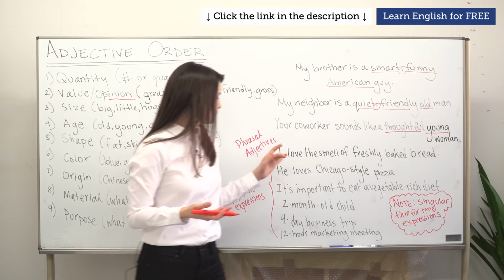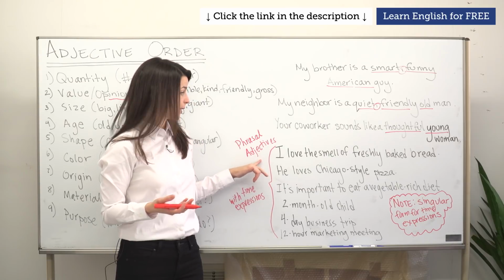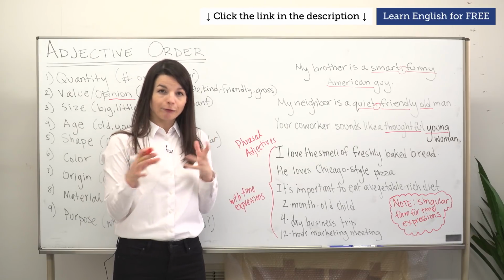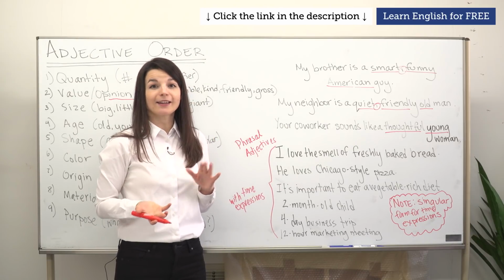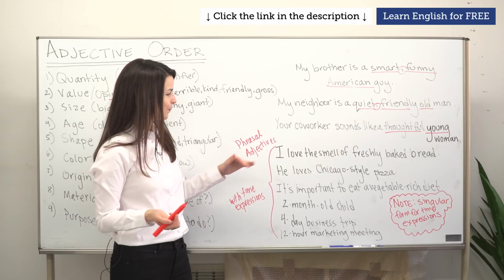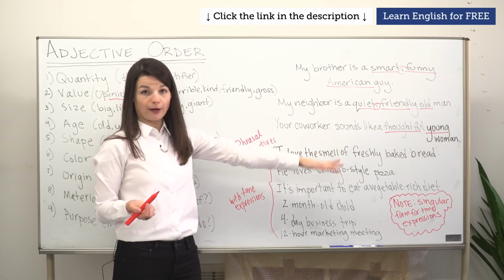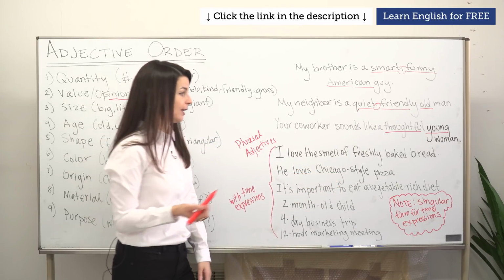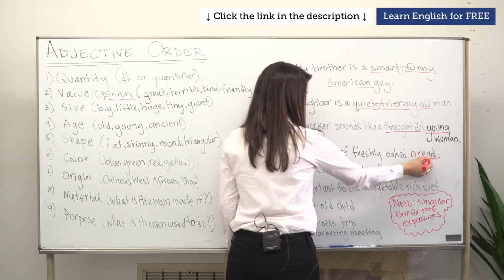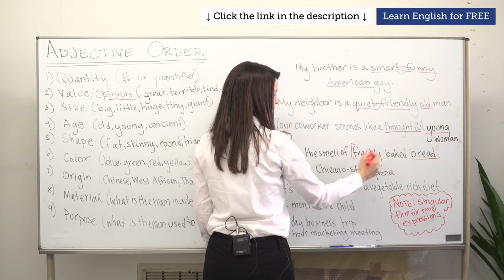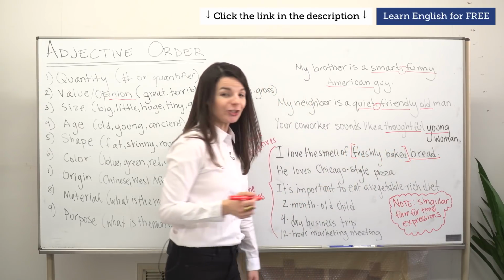Let's take a look then at phrasal adjectives. Phrasal adjectives are phrases that we use as adjectives. Let's look at some examples. So first, I love the smell of freshly baked bread. Here, bread is my noun, and my phrasal adjective is this part, freshly baked.